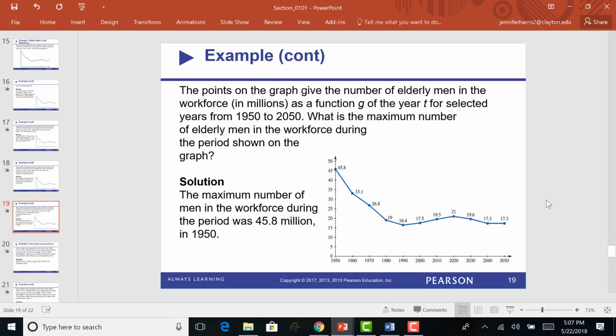All righty. Now, same thing. What's the maximum number of elderly men in the workforce during the period that's shown on the graph? 1950. The maximum number of elderly men in the workforce? 45.8 million. Yeah, that's the highest number that we've seen so far from this graph.